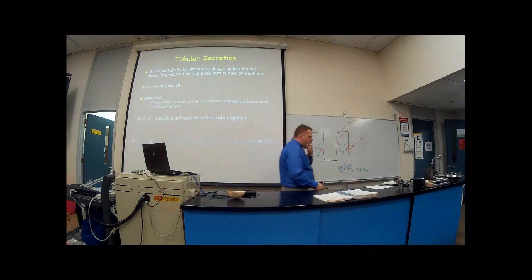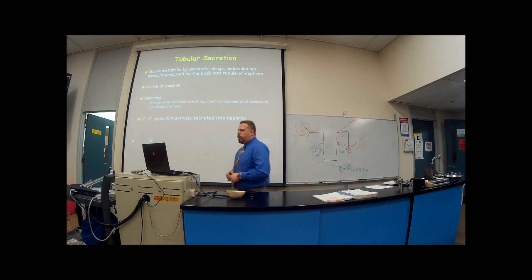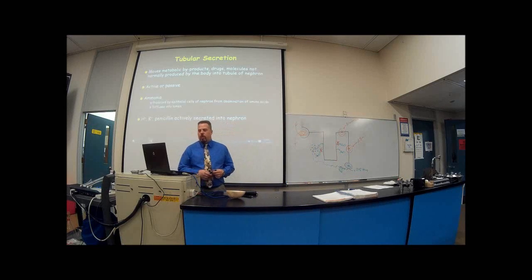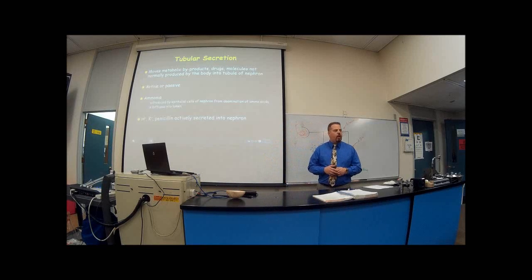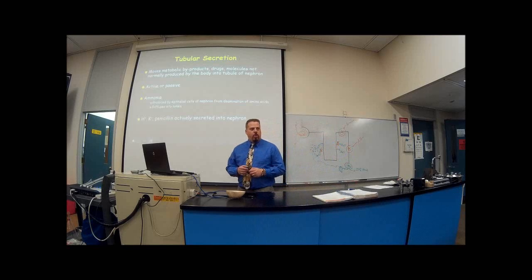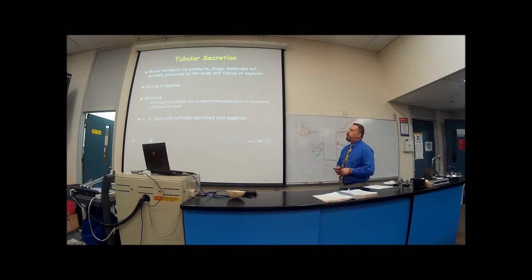The tubular secretion, which means it's going to go from the capillary into the nephron, right? It's into the tubule. So this moves metabolic byproducts, drugs, molecules that are normally produced by the body into the tubule of the nephron. It can be active transport or it can be passive. Ammonia is produced by the epithelial cells of the nephron and diffuses into the lumen.